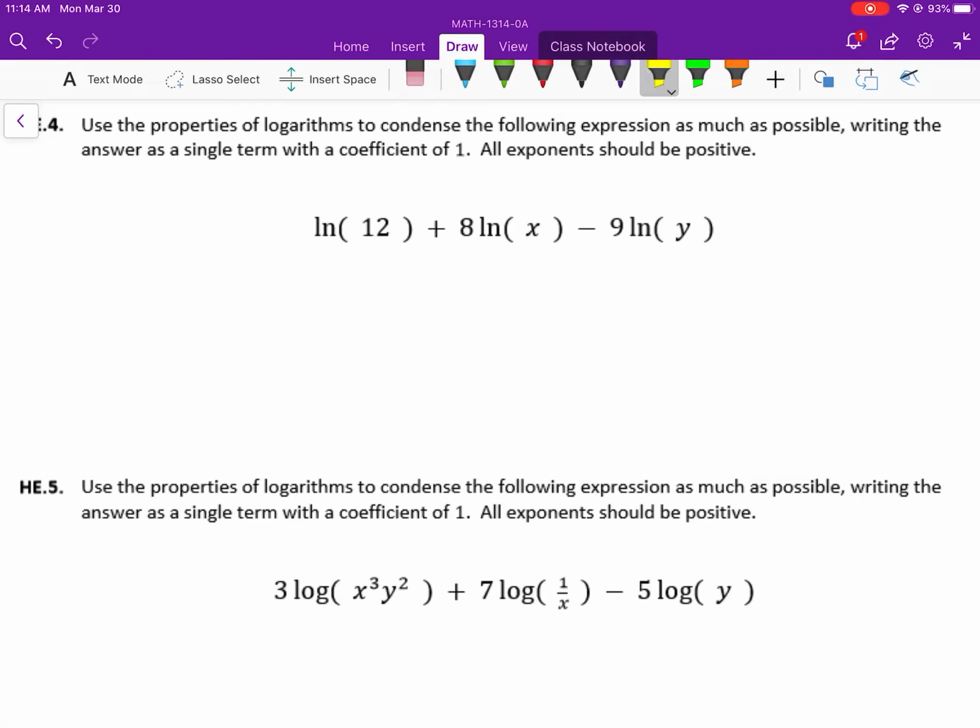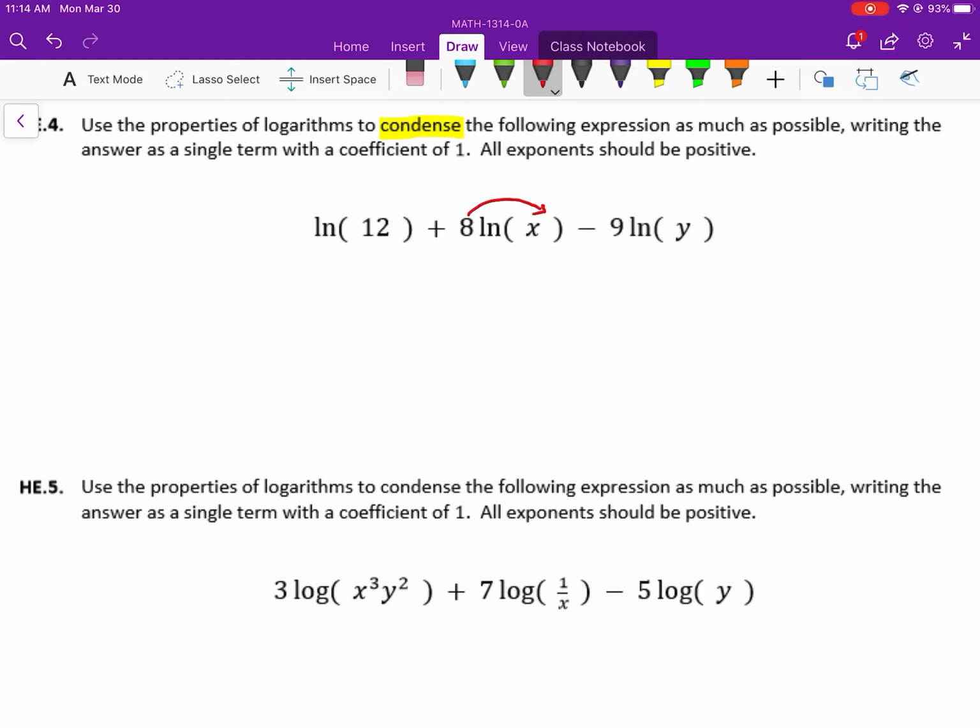Alright, so welcome back to part 2 of section 7.4. In part 1 we looked at the properties of logarithms and we also looked at expanding some of these expressions, okay? So in the first part of part 2 here, we are going to condense. So we're going to do the opposite. Instead of expanding, we're going to condense.